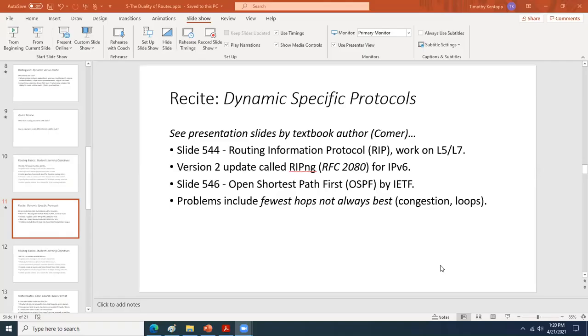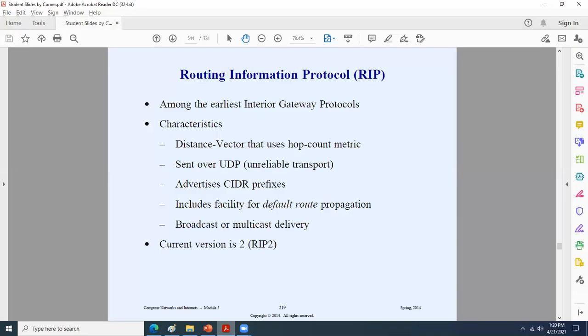I'm going to stop sharing and share the whole screen again. Can everybody see this screen? Yes. Okay. So in the Blackboard module 3 in the references folder, there's the final version of the study guide for module 3, version 2, and the study guide addendum, and the student slides that the authors provided. This is slide 544. So routing information protocol, or RIP.